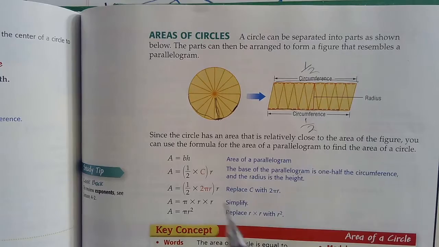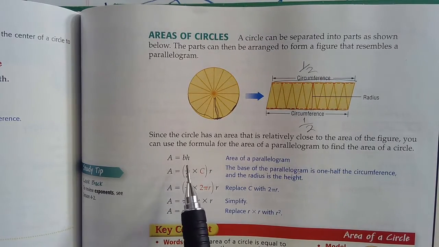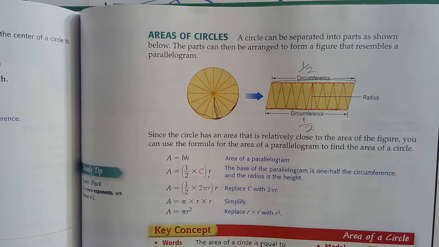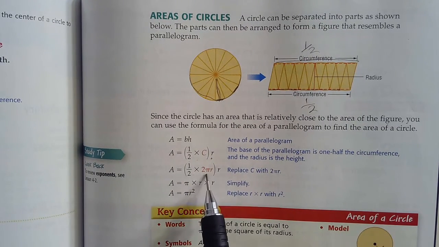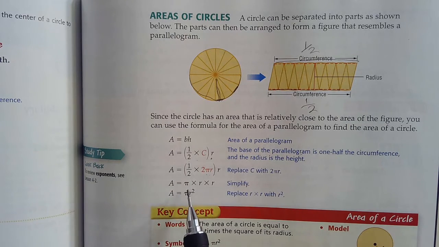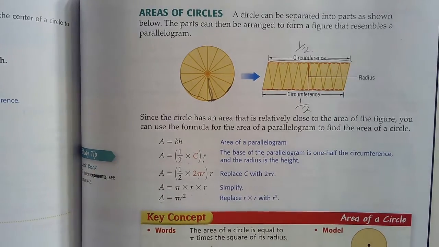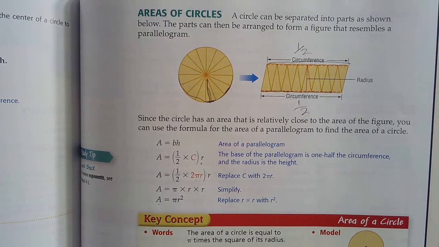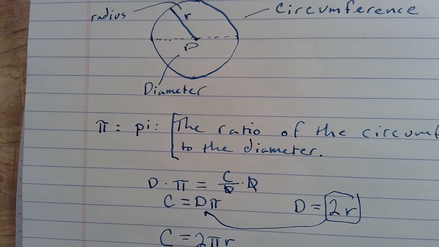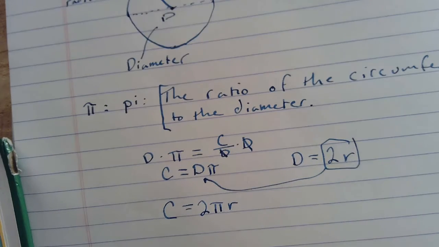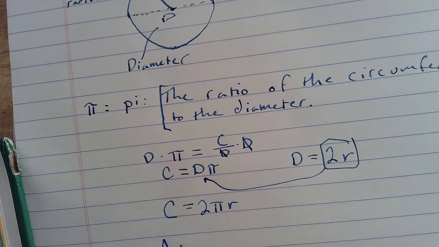So to find this, we know that area of a parallelogram is base times height. Our height is our radius. The base is 1/2 times the circumference. That's 1/2 times 2 pi r, which is pi times the radius, or pi r squared. And that's why area of a circle is pi times the radius squared. You should go ahead and copy that proof into your notes. It's in your textbook on page 535. But area for a circle, you knew this already, is pi r squared.